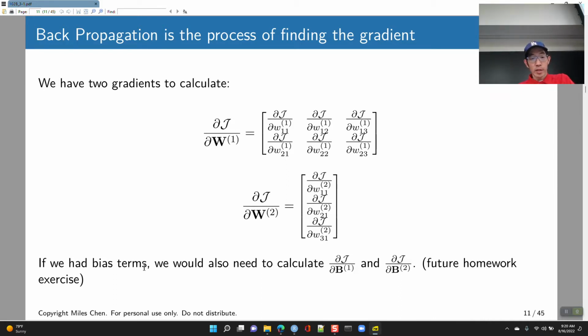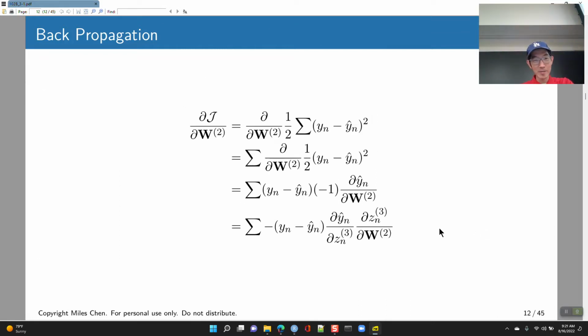Okay. If we had bias terms, we would also calculate the gradient of J with respect to the first bias matrix, or the gradient of J with respect to the second bias matrix. I'm not doing that in today's lecture. This is going to be assigned to you in the homework assignment that's just been released, homework 3. Okay, so that's that.